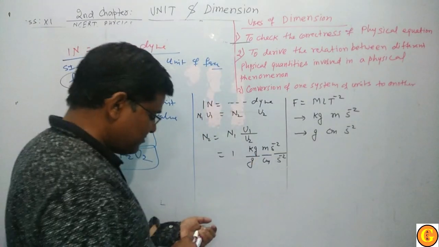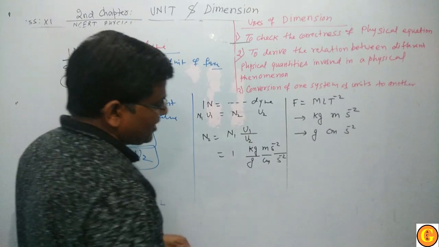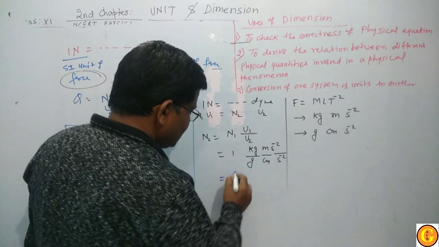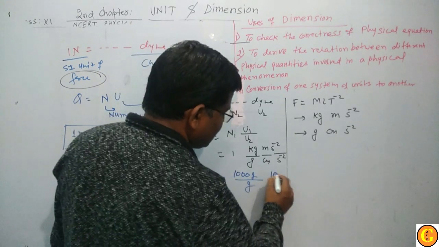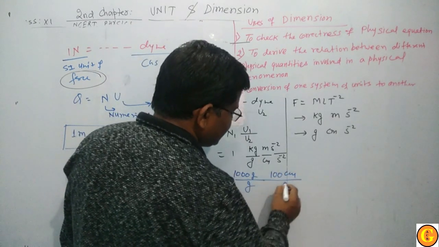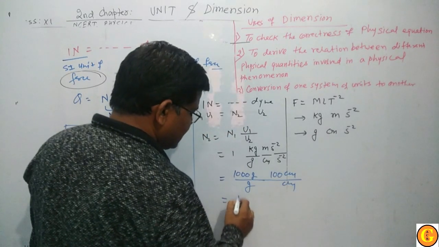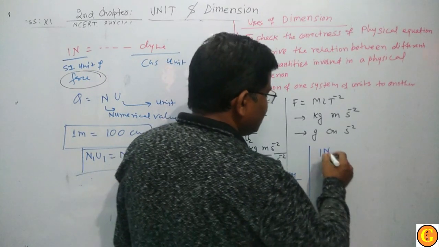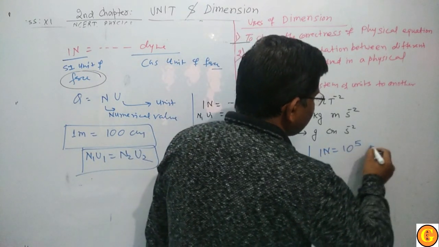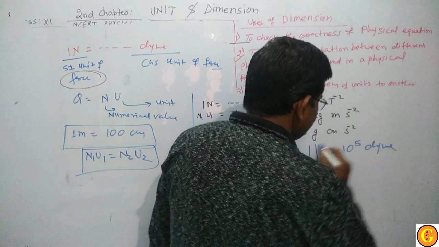Second^-2 and second^-2 cancel out. Then 1000 gram by gram into 100 centimeter by centimeter, and it becomes 10 to the power 5. Then the final answer is 1 Newton equals 10 to the power 5 dyne.